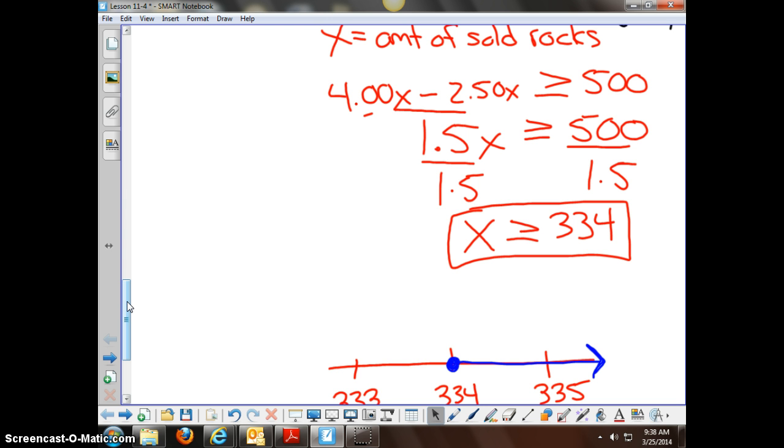Does it work or not? Yes, it works. And with inequalities, you should probably try to plug in a number that should not work, just to make sure it doesn't work. So according to my graph, should 333 work? No. So if you plug in 333 for $4 times 333 minus 250 times 333, it should not be equal to or greater than 500, correct? And are you finding that to be true?